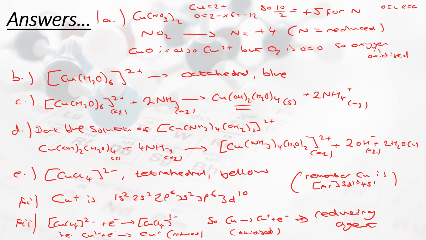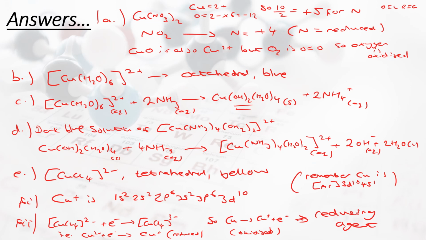Then part C was to look at adding a little NH3 to this, and we end up with this pale blue precipitate, and what that is. If we have a little ammonia, remember that our ammonia acts as a base and therefore it removes protons from these coordinated water ligands. And so we end up forming this insoluble light blue precipitate of our copper hydroxide, Cu(OH)2(H2O)4.